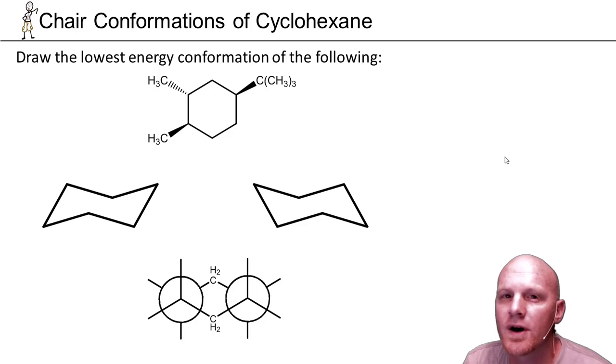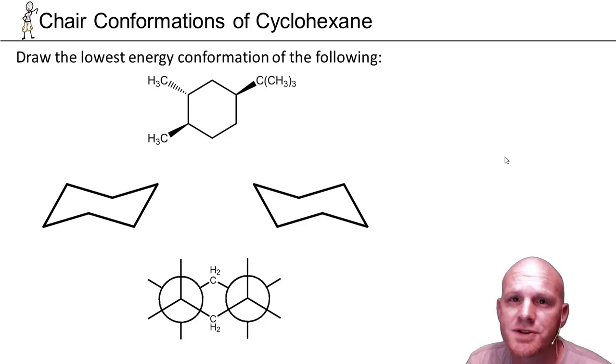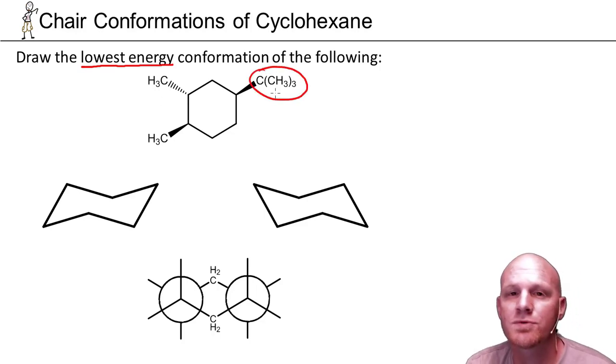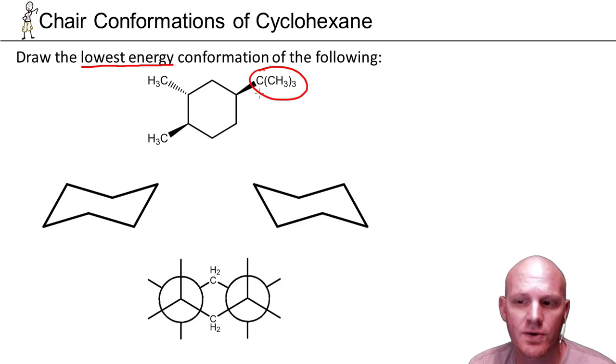If you haven't noticed the progression here, we've gone from having 1 substituent to 2 substituents, and now finally to 3 substituents on your cyclohexane. Here you're being asked to draw the lowest energy conformation, and you should notice that we've got a big bad t-butyl group here and 2 methyls, but that t-butyl group we should worry about more than the other 2. In this case, if you want to draw the lowest energy, you can draw both chairs and then figure out which one's lowest energy.